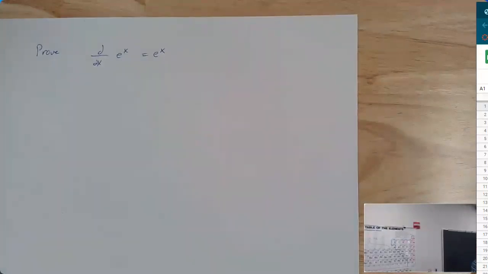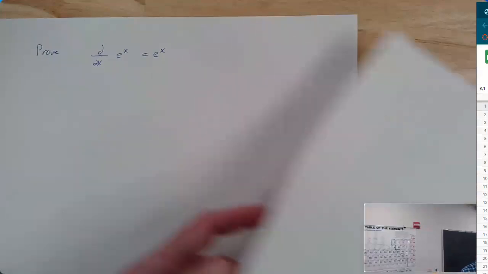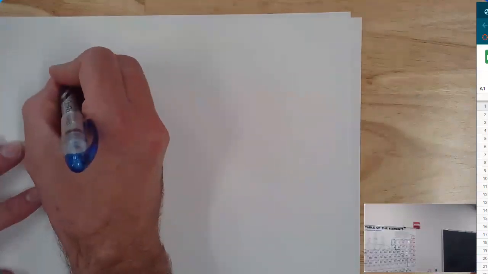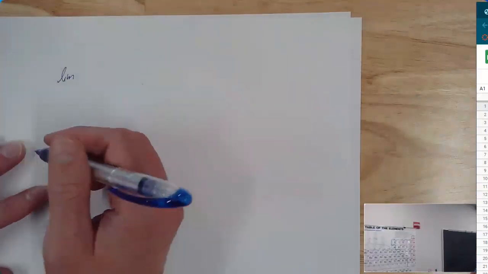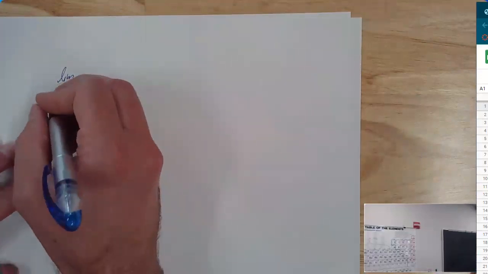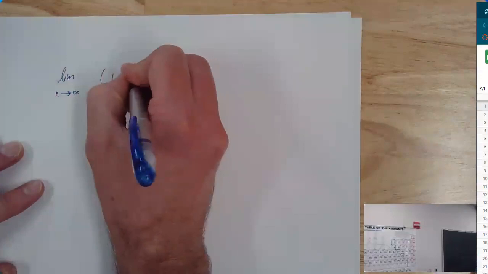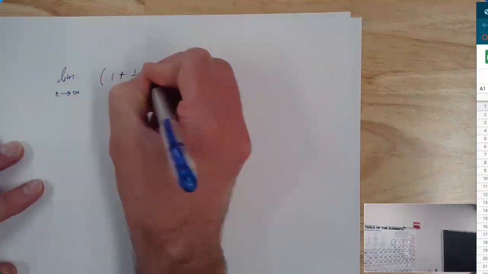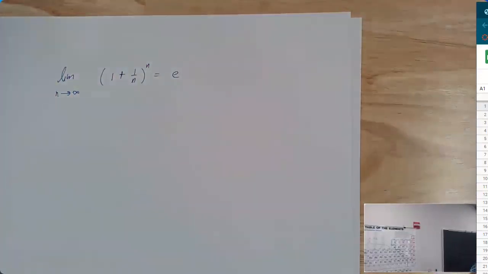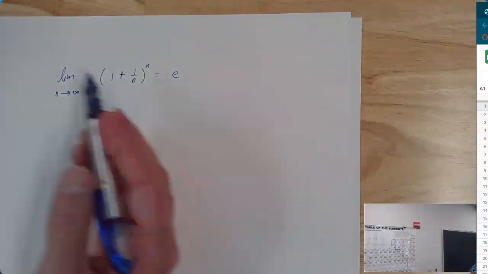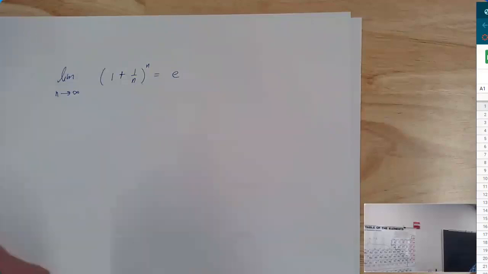And this does require one thing. You have to know the following limit. We have to know that the limit as n goes to infinity of (1 plus 1 over n) to the nth power is equal to e. That's a well-known limit. You can think of this as the compound interest formula.